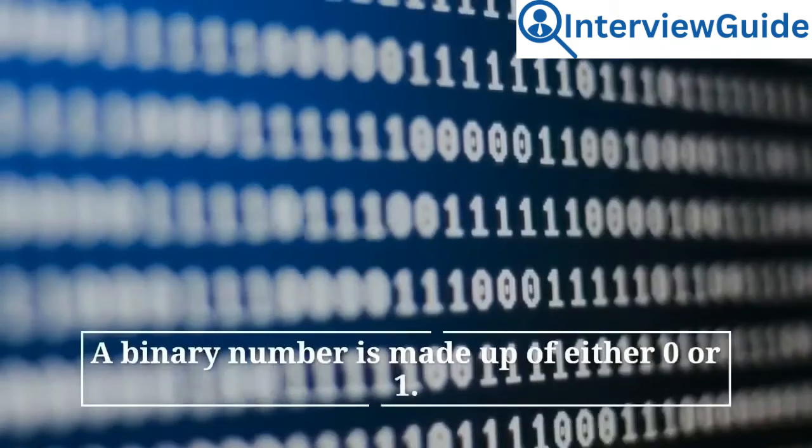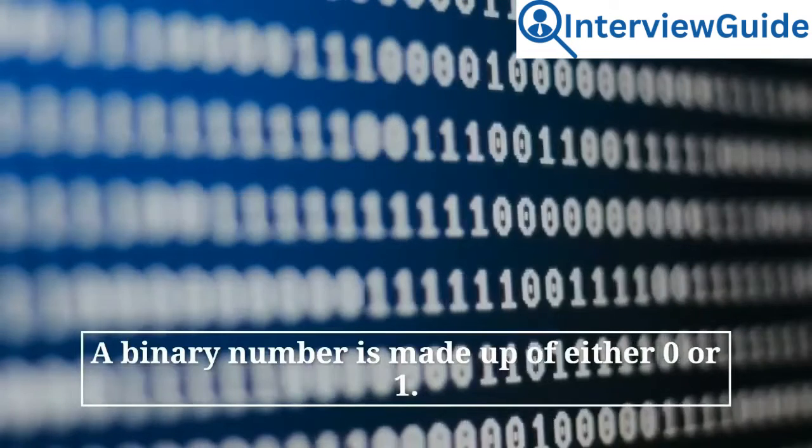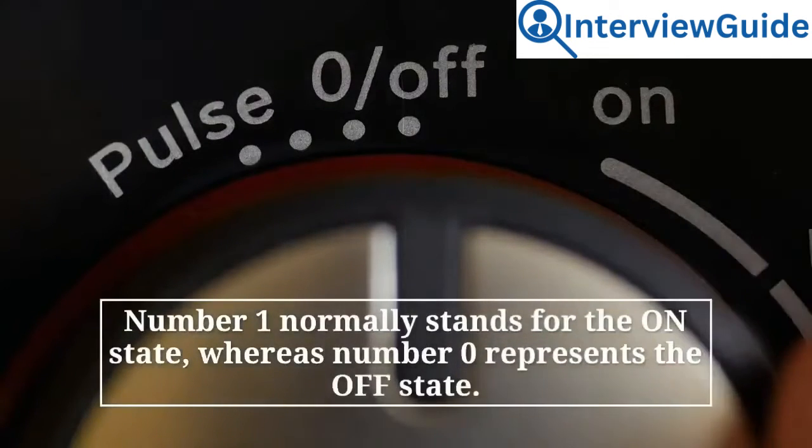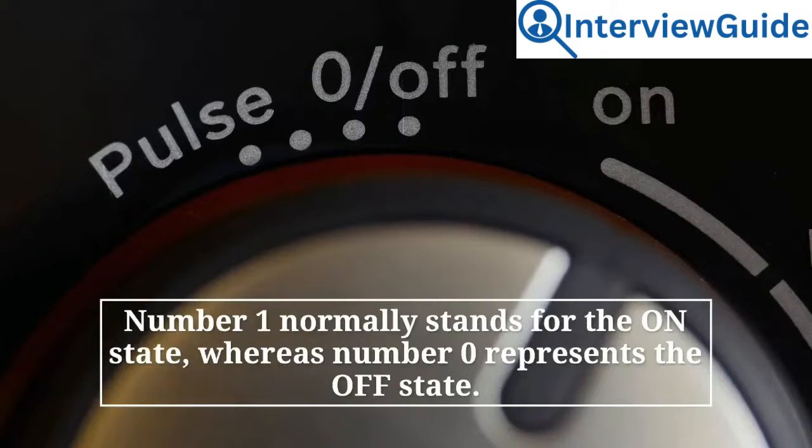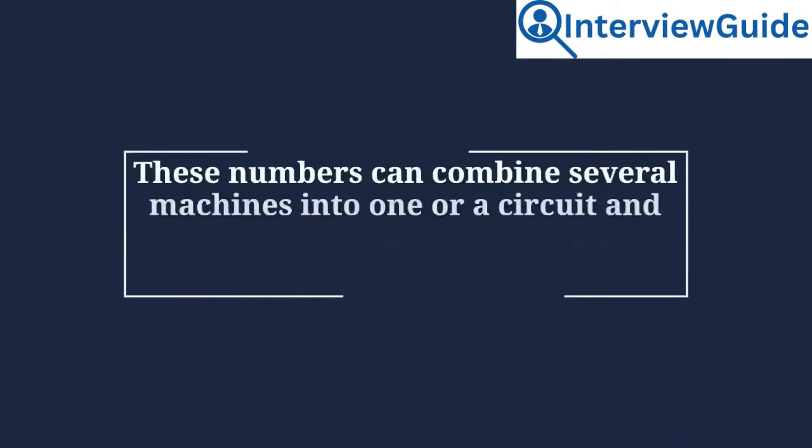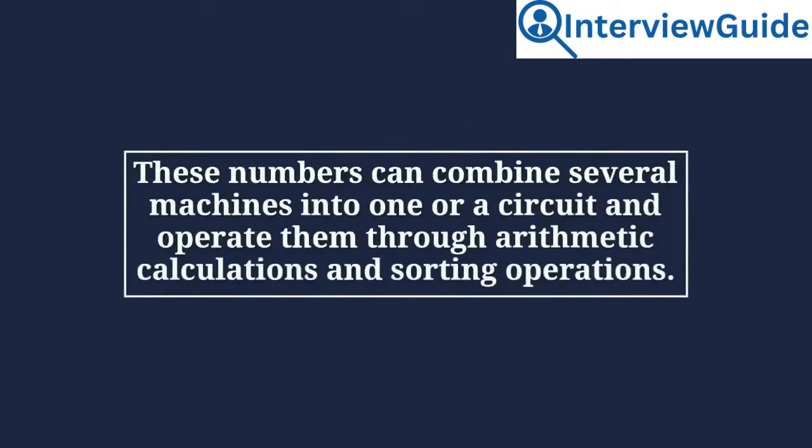Sample answer. A binary number is made up of either 0 or 1. Number 1 normally stands for the on state, whereas number 0 represents the OFF state. These numbers can combine several machines into one or a circuit and operate them through arithmetic calculations and sorting operations.